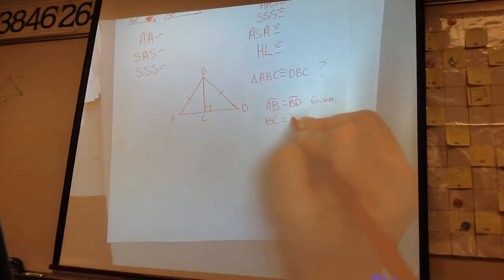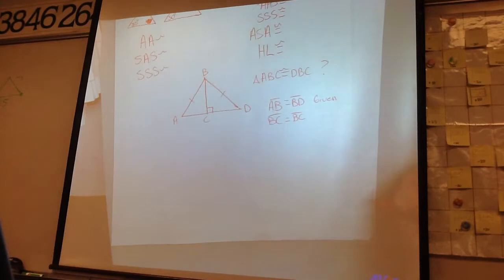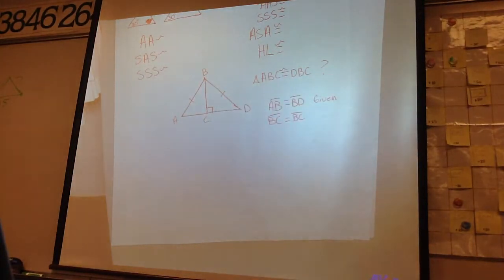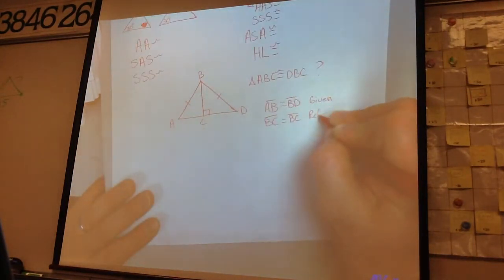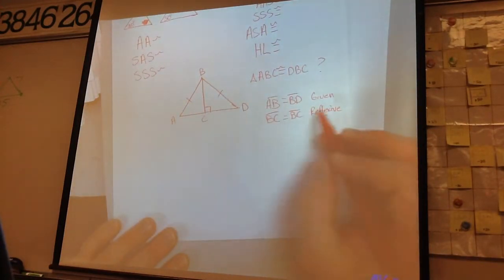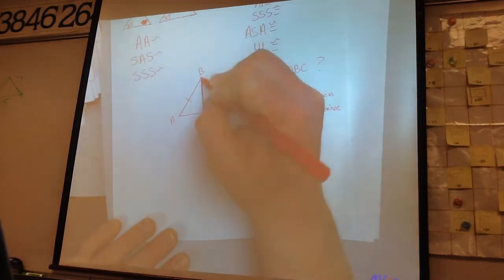BC equals BC. That's true. There's a name for that. Reflexive, right? Reflexive. When it's the exact same side in both triangles. I can feel the reflexive pain already. You think it's reflect because you're like, oh, hey, it reflects. No, it's not. If you see that word, it just means it's the exact same side.